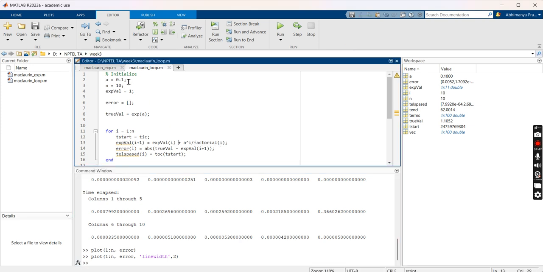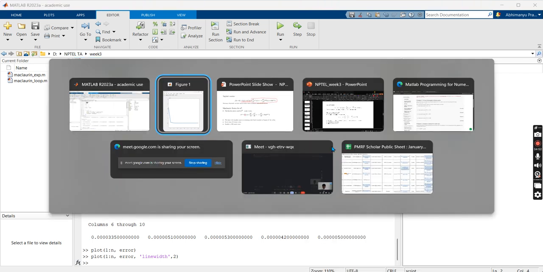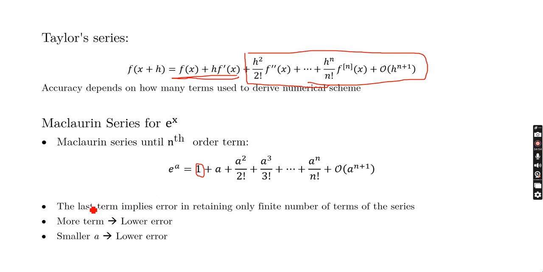So right now I'm using a step size of 0.1. So if I go back to my presentation, yeah. So the more number of terms, the lower error we get. That we saw just now. And let us see this part. The smaller a, or the smaller this step size that we take, the less error we get. Let me try to do that.